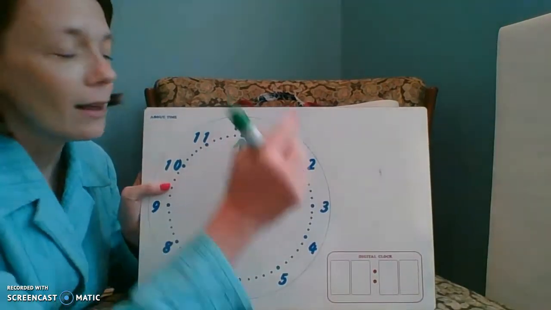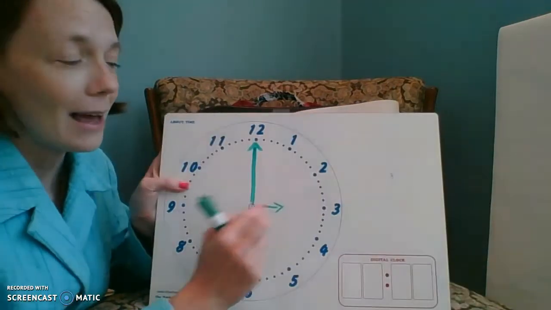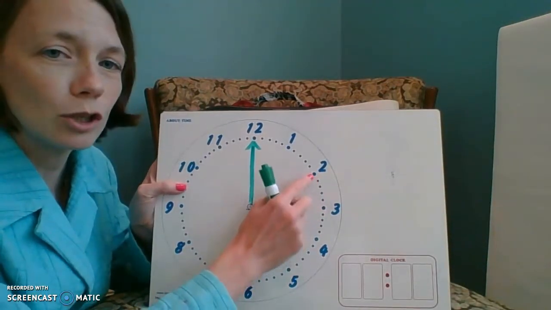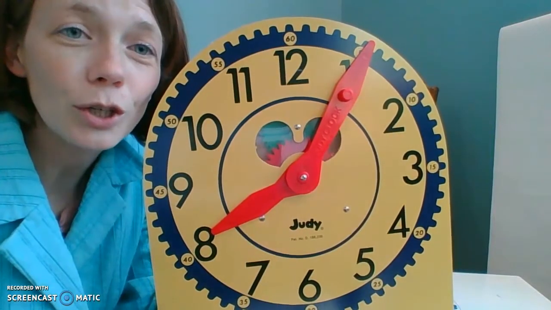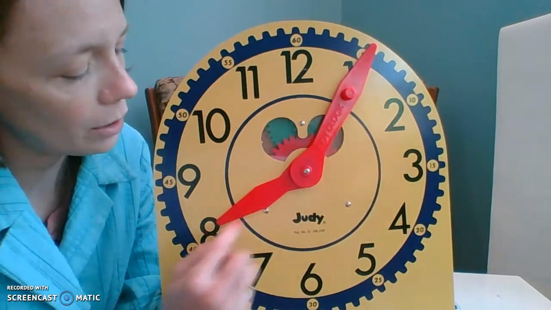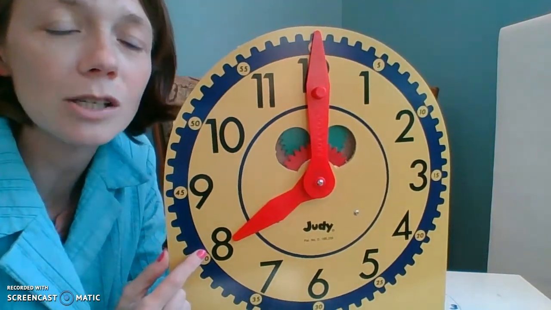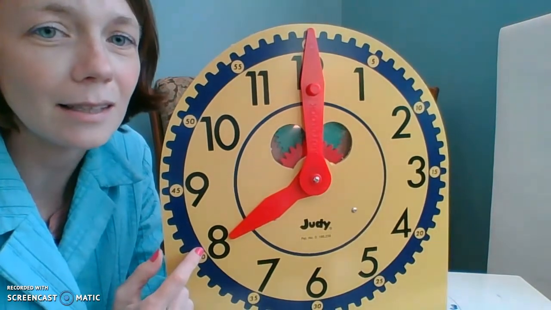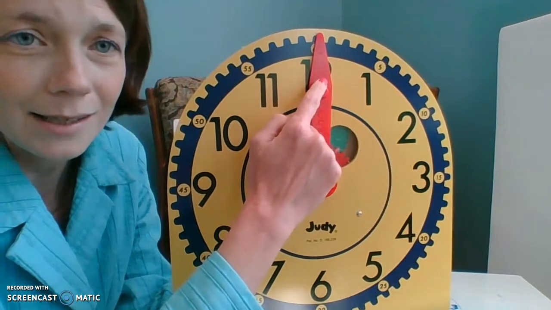Even though the hand isn't pointing exactly at the 2 anymore, if you're in between 2 and 3, you're still in the 2 o'clock hour. Let me show you on the clock. So here, the hour hand is pointing to the 8. This is the beginning of the 8 o'clock hour. It is 8 o'clock exactly.